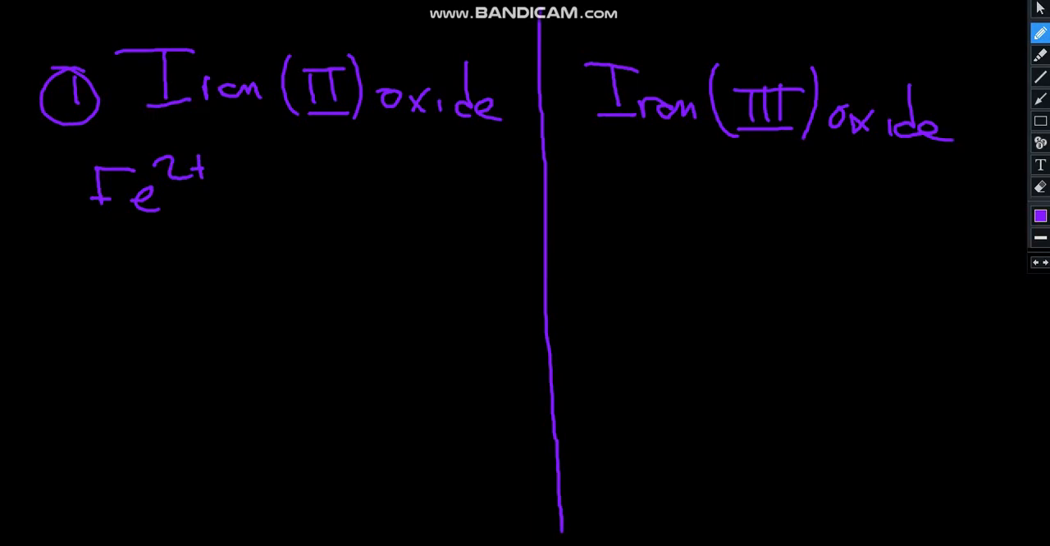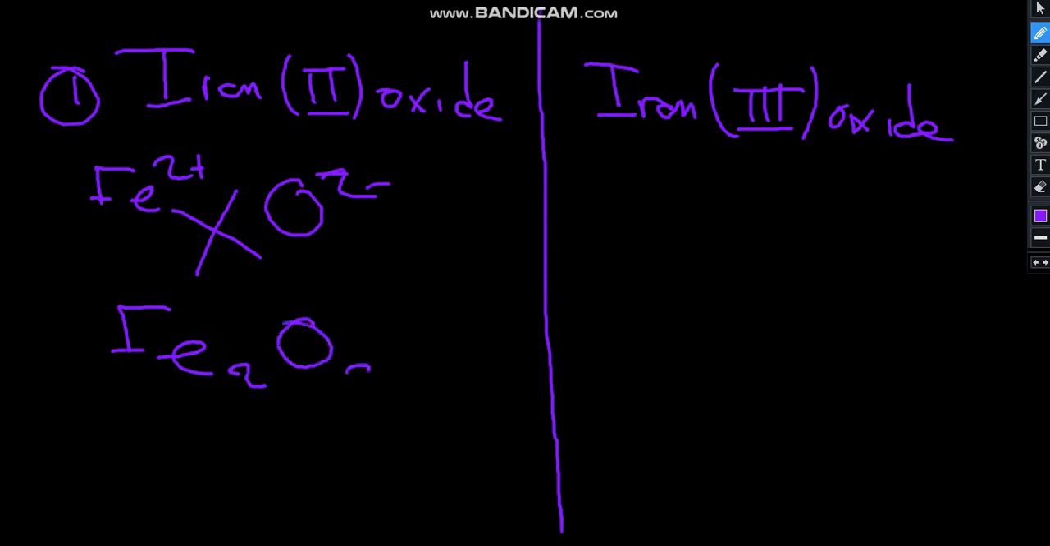Then the oxide, we know that the oxide has the charge of negative 2. So if they crisscross, you have Fe2O2. So after you have this, you need to reduce it to the simplest form. So 2 can be simplified, and these 2 can be simplified. 2 into 2 is 1. So you have FeO. So this is iron 2 oxide.